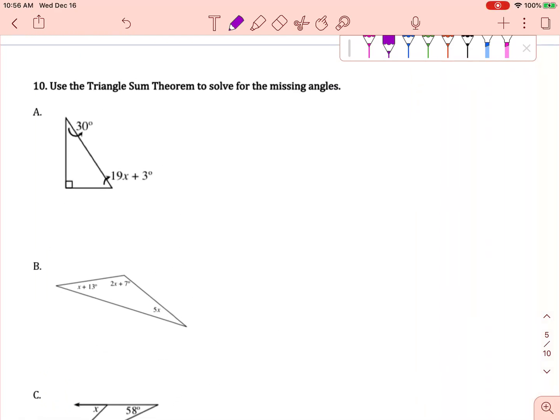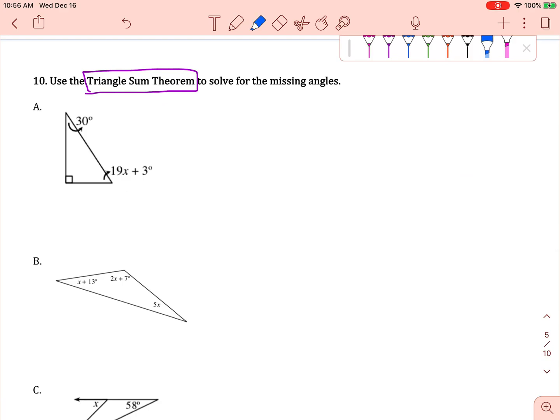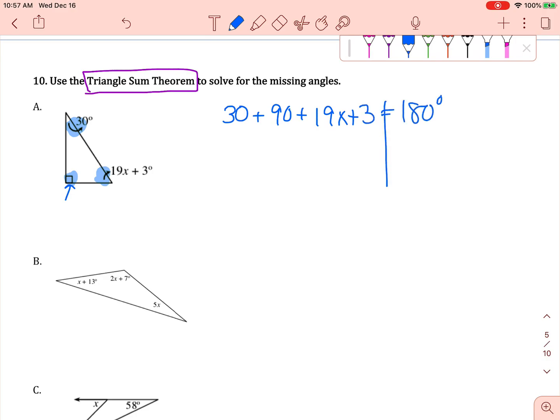Okay, starting at number 10 on the review. So with 10, we're working with the Triangle Sum Theorem. The Triangle Sum Theorem says, if I add all of the angles up in a triangle, they will always equal 180 degrees. So for A, we have a 30-degree angle, plus this little angle down here, which represents a 90-degree angle, plus our 19x plus 3, and that is equal to 180 degrees.